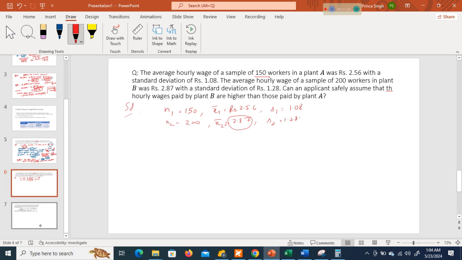So definitely this is greater than this one, but we want to check whether this difference is significant or insignificant, right? So firstly we need to set up the null hypothesis. So what is the null hypothesis? Like I told you, null hypothesis means no change, means there is no significant difference between their average wages.